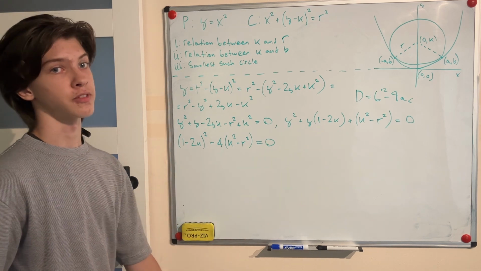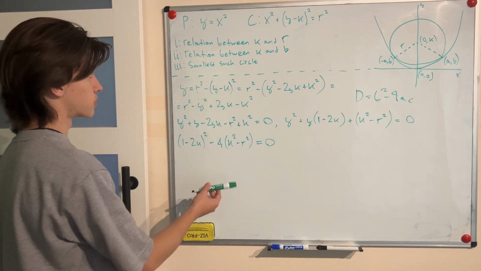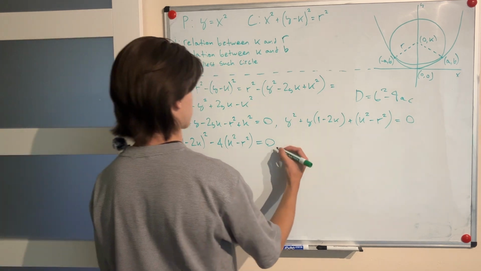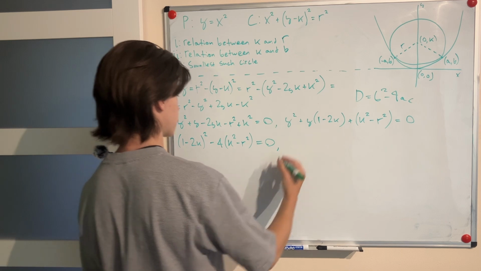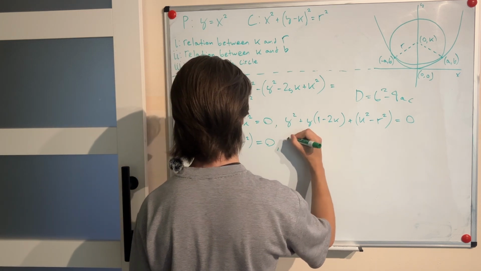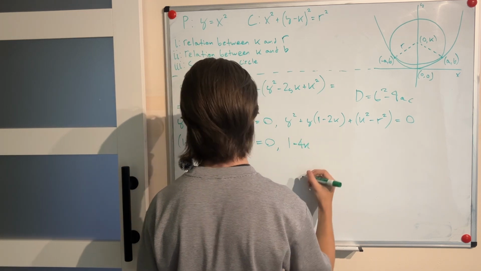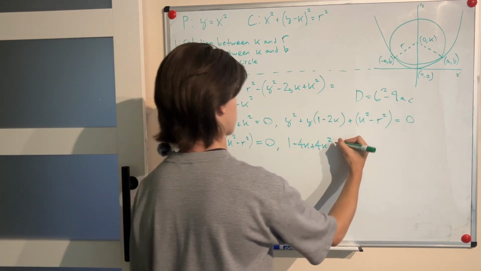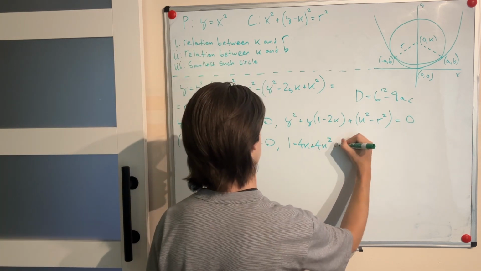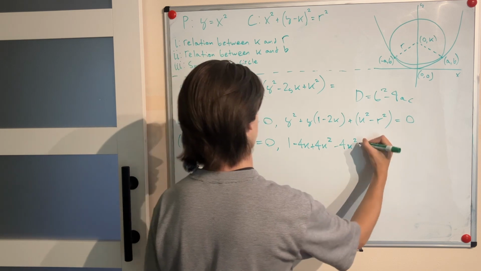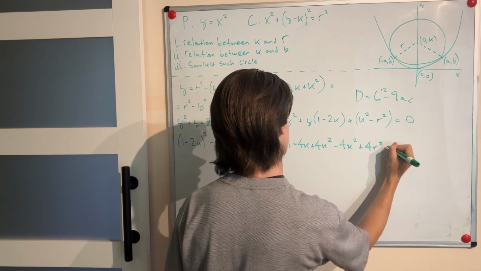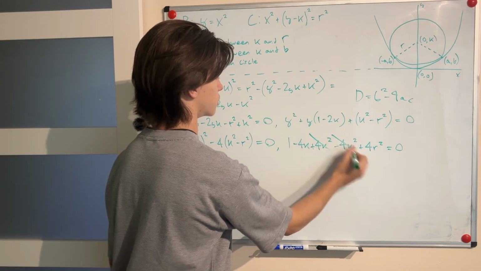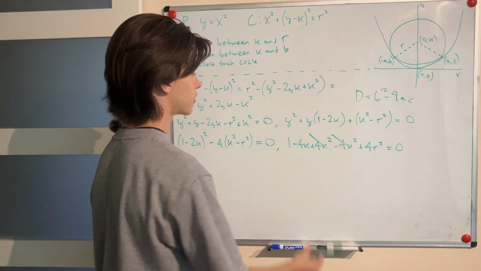From there, just a bit of simplification. And this confirms that a relation between k and r exists. So let's quickly simplify it to make it a bit better to look at. We can expand the binomial: 1 minus 4k plus 4k squared, I believe. Then we can distribute this to get 4k squared minus 4k squared plus 4r squared. That's equal to 0. And we can just remove these 4k squareds because there's positive and negative here.